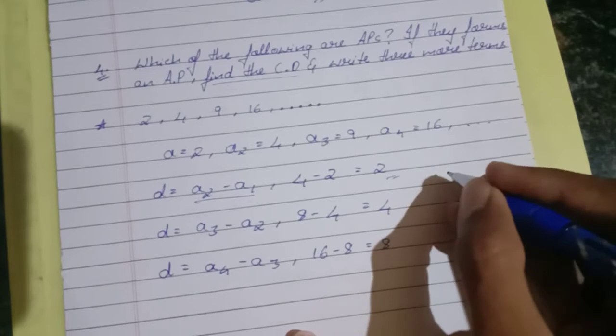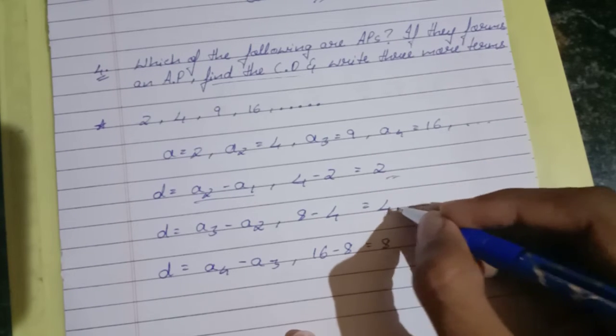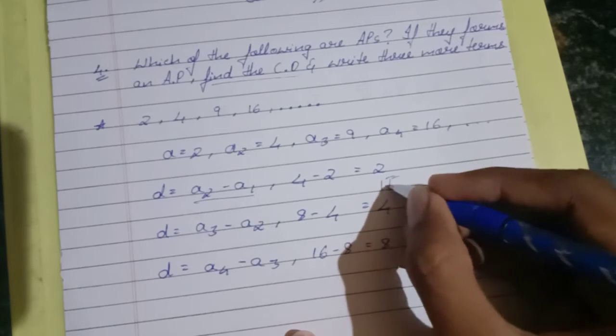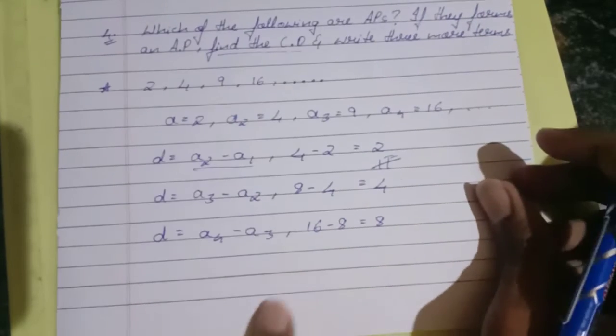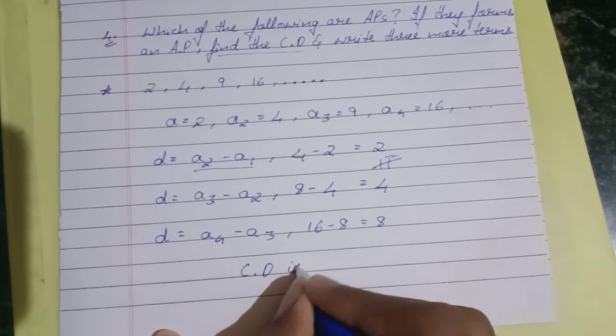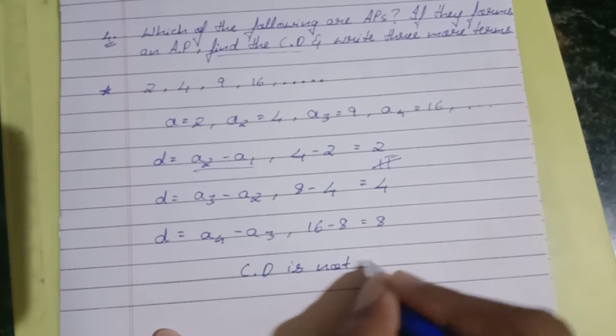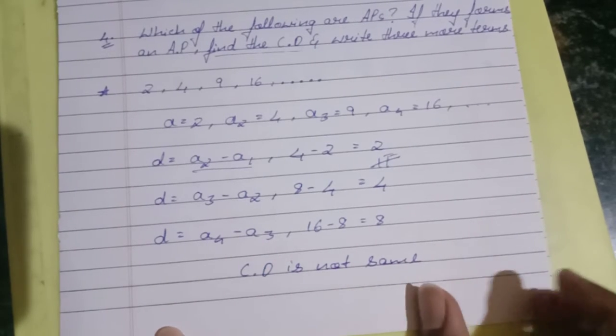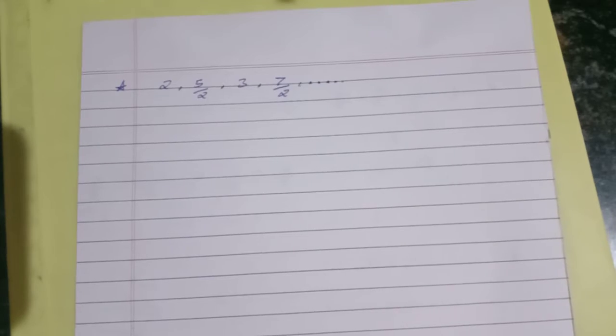Here the common differences are not the same. It is 2, 4 and 8. If it were the same, we would have gotten 2, 2 and 2. Here the common difference is not the same. Next we should go to the next sum. There are still 3 more sums to be solved in this session.